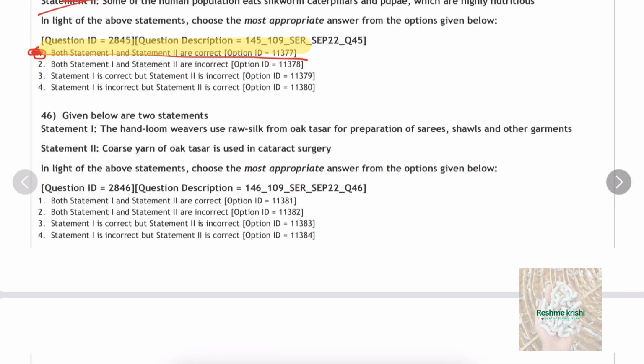Okay, 46. The handloom weavers use raw silk from oak tasar in the preparation of saris. This is true. Coarse yarn, in cataract surgery nobody has used it. So statement 1 is true, statement 2 is incorrect.